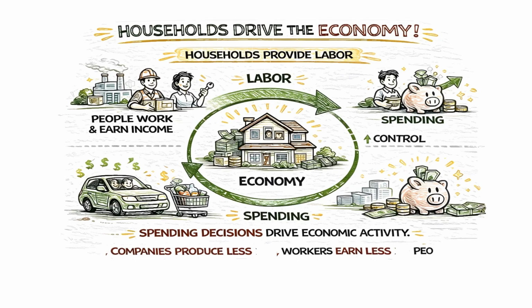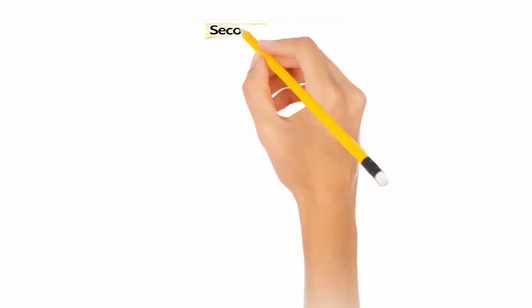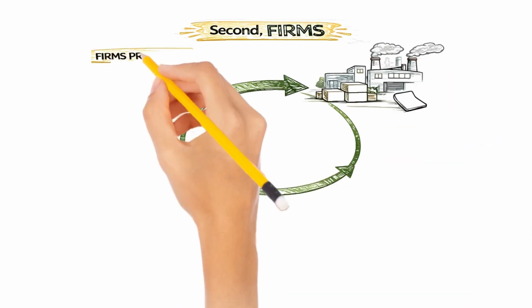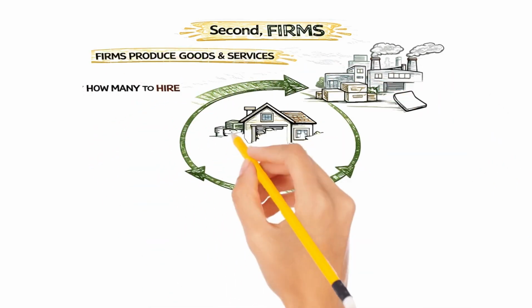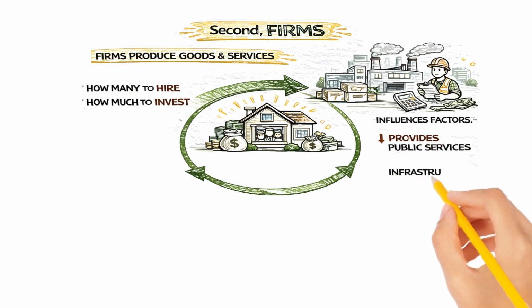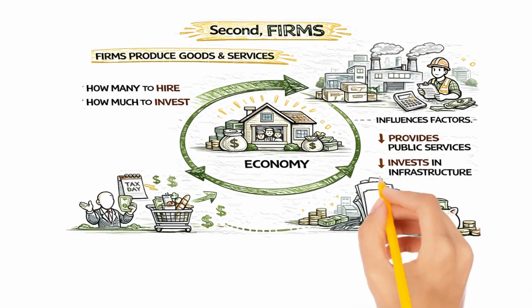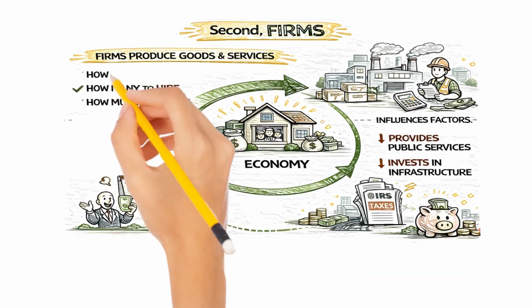First, households. Households provide labor. People work, earn income, and decide how much to spend and how much to save. Their spending decisions are a major driver of economic activity. Second, firms. Firms produce goods and services. They decide how much to produce, how many people to hire, and how much to invest. Their decisions depend on demand, costs, and expectations about the future.